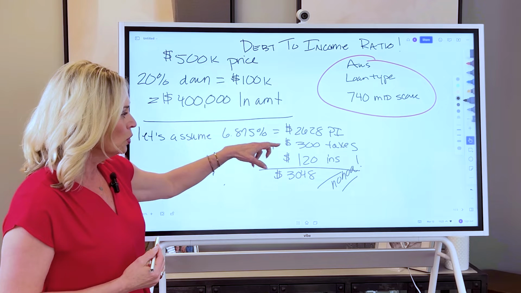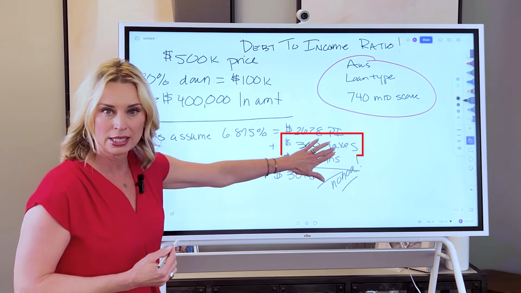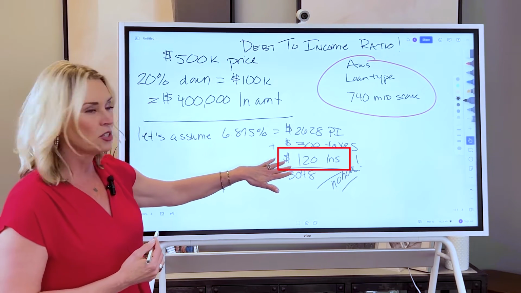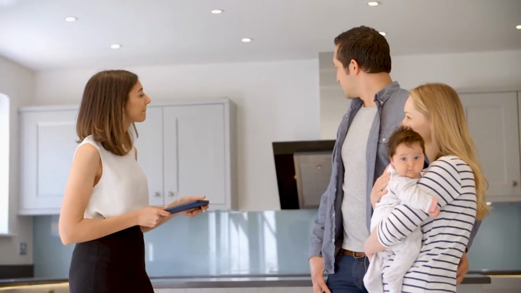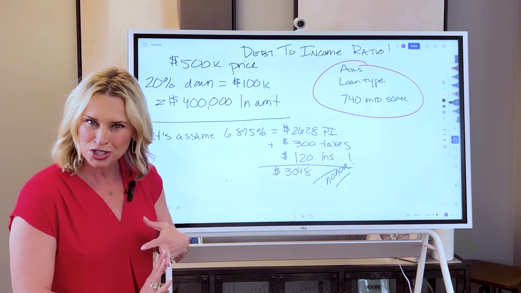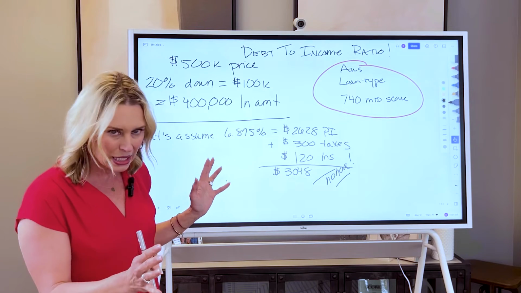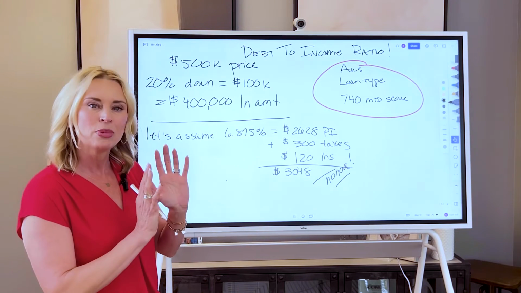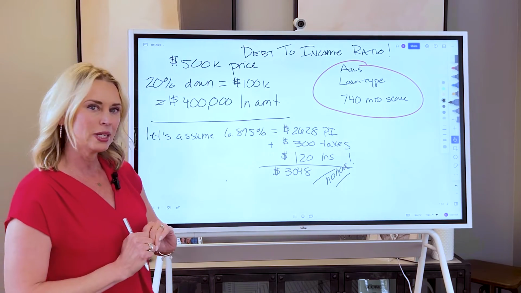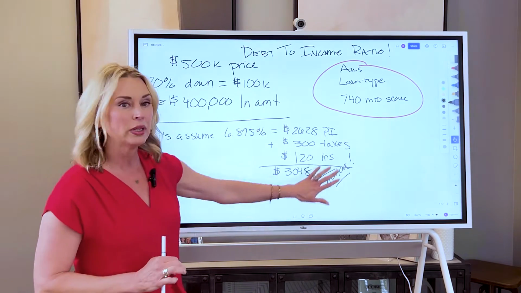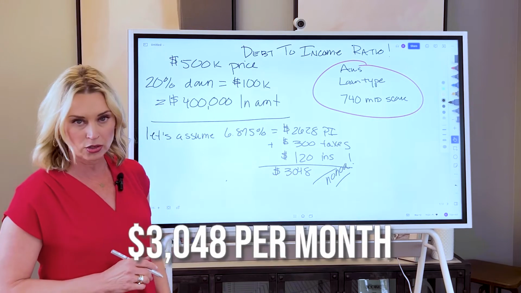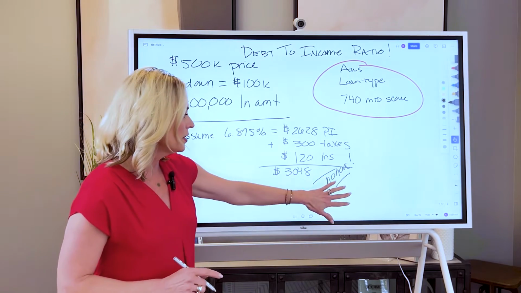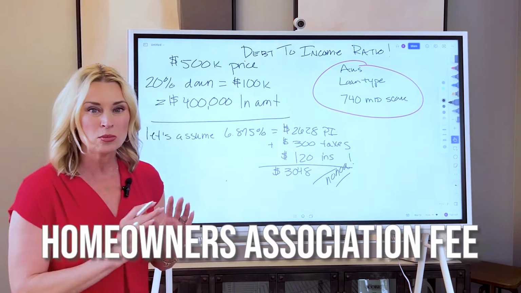In this scenario, we're going to use $300 a month for property taxes, and then we're using $120 a month for homeowners insurance. Keep in mind, these are all going to vary based on the area that you're purchasing, the property type, and the homeowners insurance quote can vastly vary depending on the area that you're buying. But for this purpose, this is what we're going to use. So this is going to give us a total PITI payment of $3,048 a month. And keep in mind, for this scenario, we're not using a homeowner association fee.